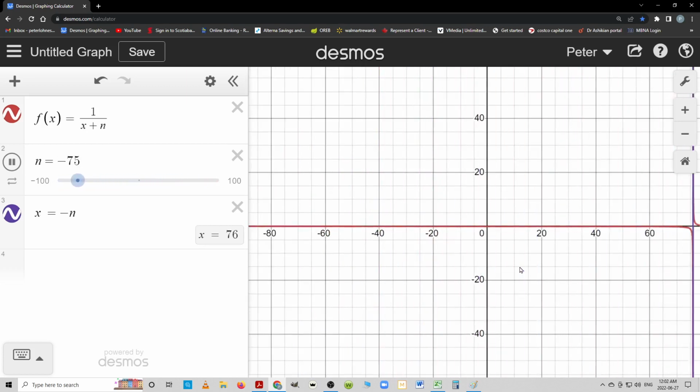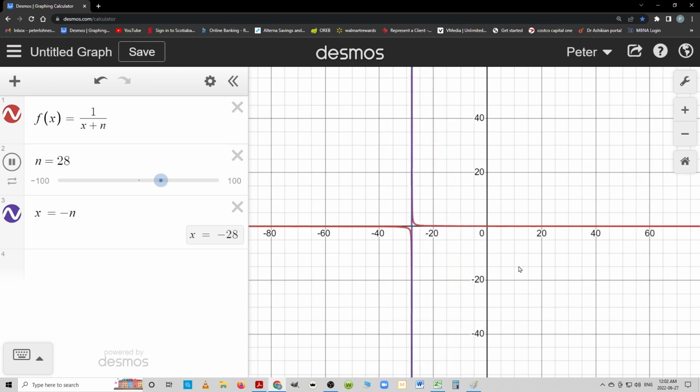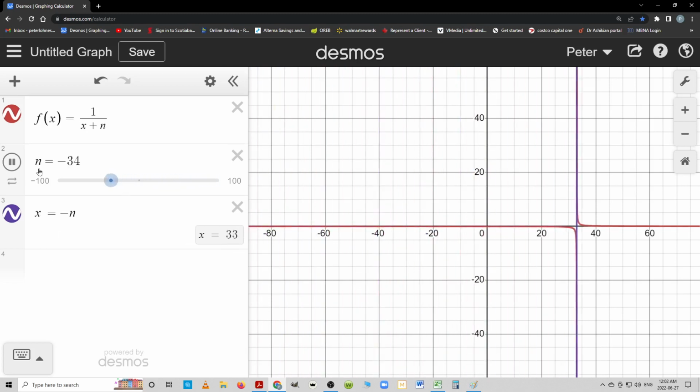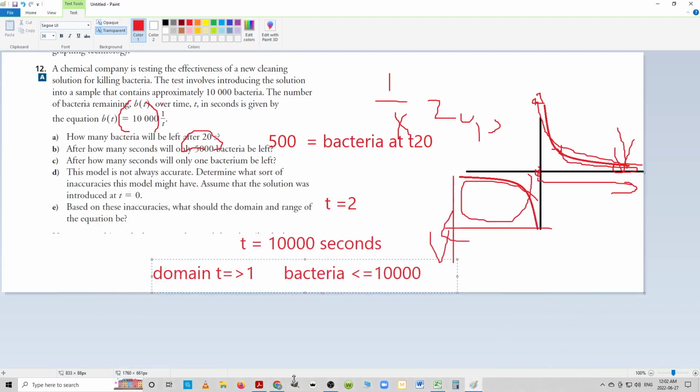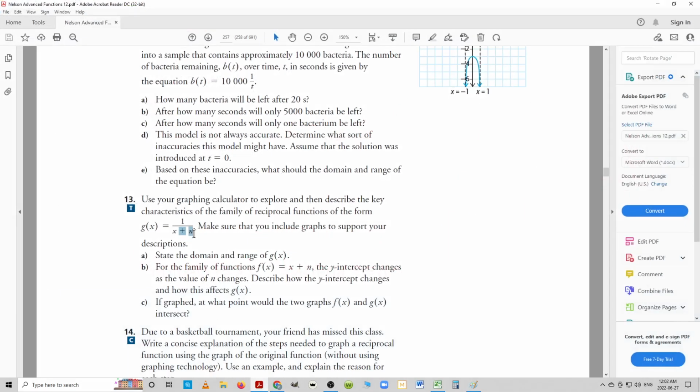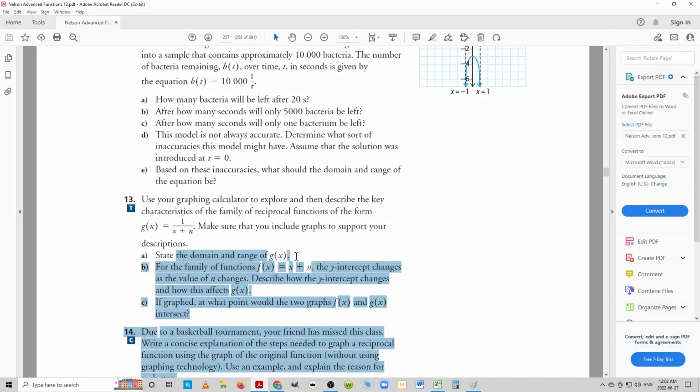For x transformations, it's the opposite of what you would expect. So you could say that, okay, x is a real number, y is a real number, but x cannot be -n. If that's what they're asking. And the domain is x is a real number, but x cannot be -n. And the range is y is a real number, but y cannot be 0.